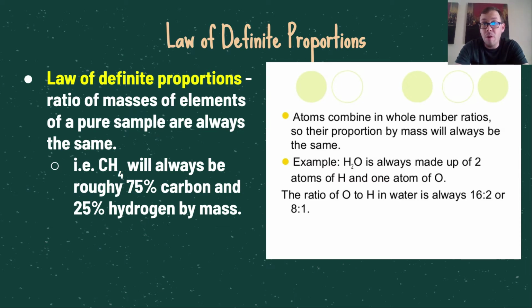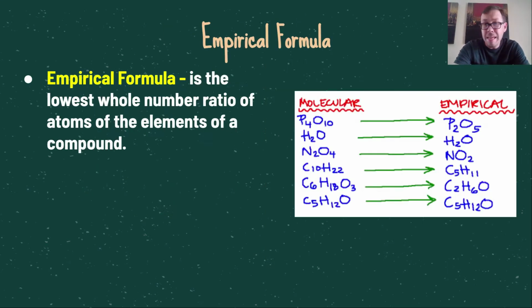And that's really important because then we can utilize that information and those percentages to work backwards to calculate empirical formulas, that is the lowest whole number ratio formulas of chemical compounds. So essentially we can use percentages and work backwards to figure out what our empirical formula is. Speaking of empirical formula, it is the lowest whole number ratio of atoms of the elements of a compound.